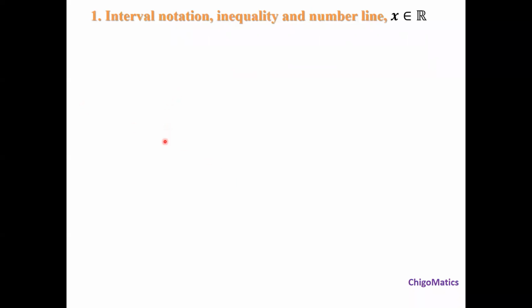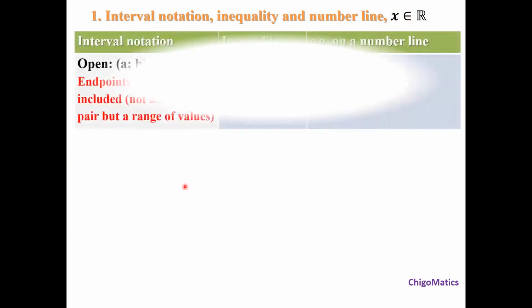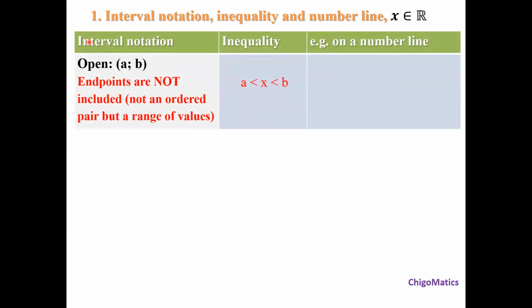Right, now let us look at the definition of a set using interval notation, inequality, and number line. Note that X is an element of the real number set. The real number set is the number line. You know, the number line starts from negative infinity to positive infinity. So X is going to assume those values. Therefore, in this table, the first column represents interval notation, then the second inequality, then you give a particular example on a number line, maybe to include what is the interval as it were.